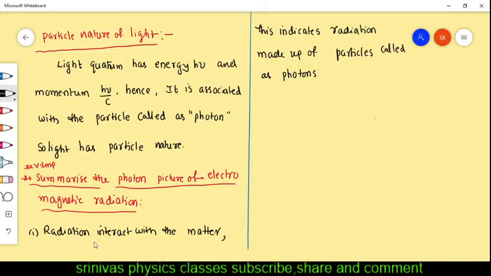What is this? Radiation interacts with matter. Radiation means light, and it is interacting with the matter. Metal is the matter. Generally, matter interacts with matter, particles interact with particles, but light is interacting with the electrons. That means light also has particle nature, and those particles are called photons. This is a hypothesis. This particle is interacting with the electron and making the electron come out.